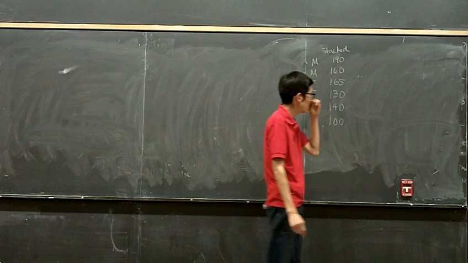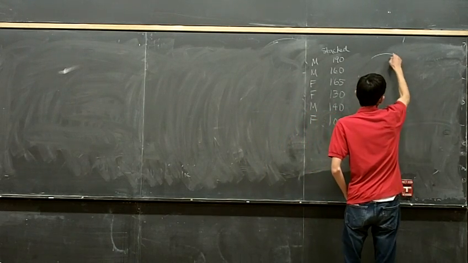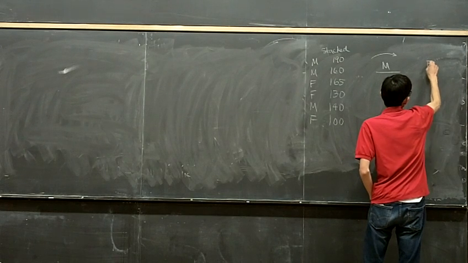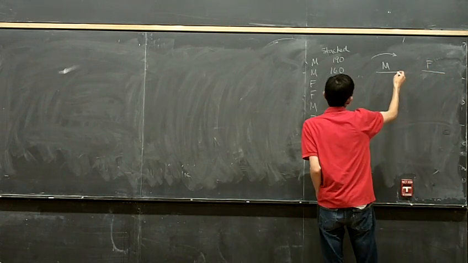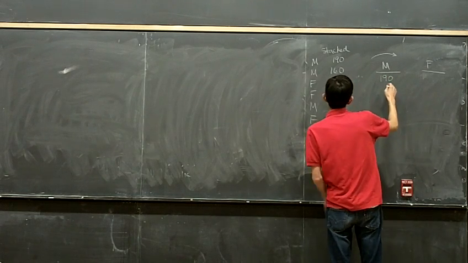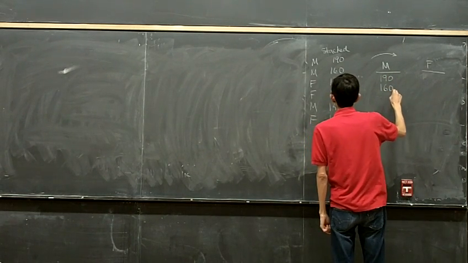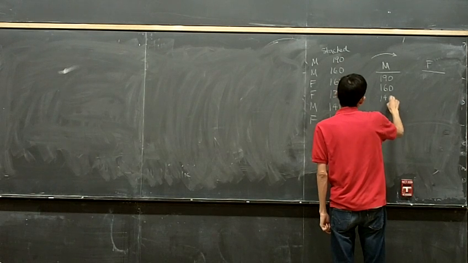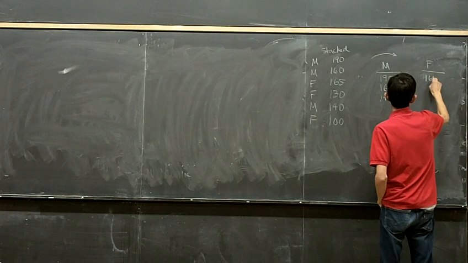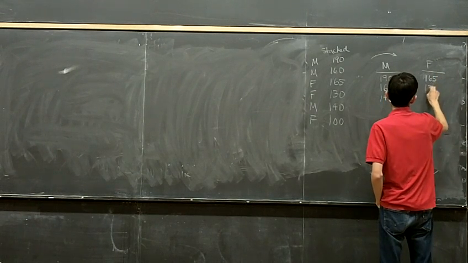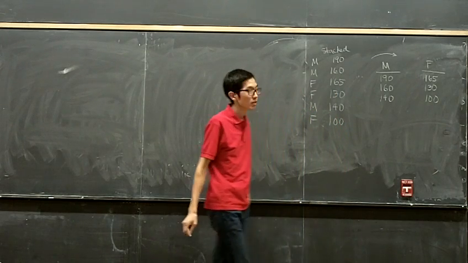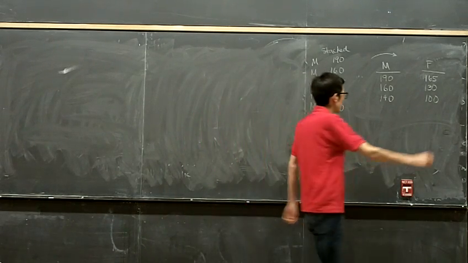In unstacked, we make a column for males and a column for females. And then we would say, I found a male who's 190, a male who's 160, a male who's 140, and then over here I found a female who's 165, a female who's 130, and a female who weighs 100 pounds. So this would be the unstacked form.